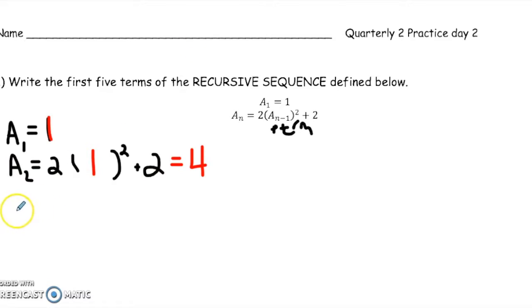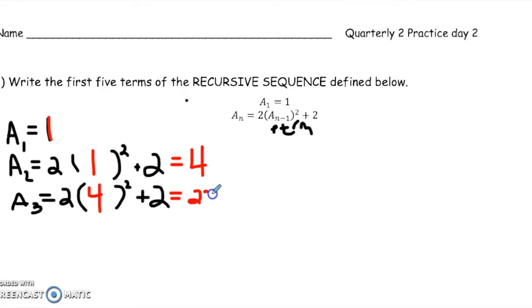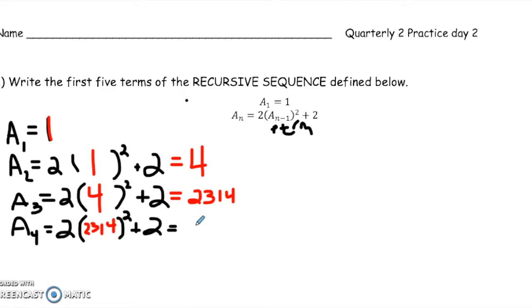Now, if we want to find A sub 3, we're going to start with this pattern, but we're going to take the previous term, the second term, which was 4, and plug it in. You put all of this in your calculator, and we're going to get 2314. Wait, your girl was looking at the answer key and she was a little ahead. So the third term is actually 34. Some of you are probably like, that makes no sense, Miss Heschel, what are you talking about? So the third term is 34. Then for the fourth term, you're going to plug in 34, and then you're going to get 2314.